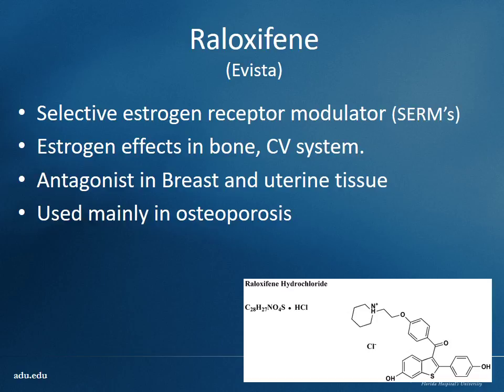Then we have raloxifene. Again, this is going to be selective. This has estrogen effects in the bone and in the cardiovascular system, but it will help to antagonize the uterine and breast cancer tissue. This one you probably mainly see used for prevention of breast cancer, or you can see it used for osteoporosis.